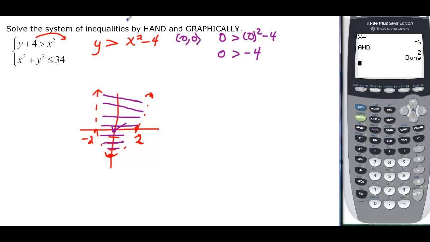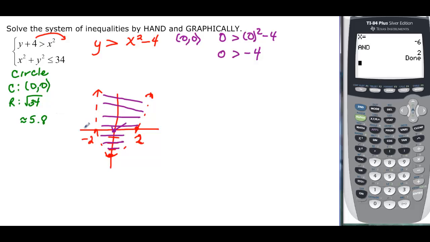Now I have to go to the second one, and I can see this one is a circle. For now, I don't have to solve it for y. If I want to check it graphically in my calculator, I will, but for now, I don't. I just know that it has a center at 0, 0, and a radius that is the square root of 34. Well, the square root of 25 is 5, and the square root of 36 is 6, so it's approximately 5 point something. It actually ends up being 5.8, so almost 6.